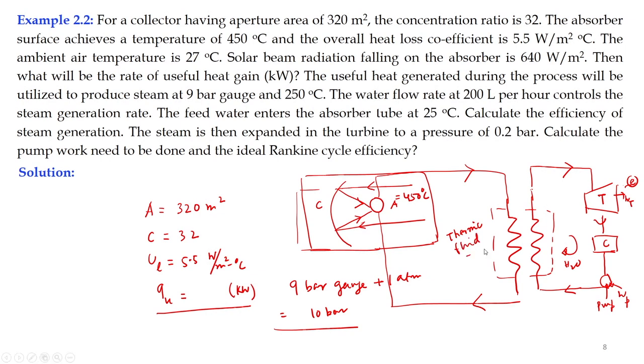Right. So now water flow rate is given. The water flow rate is given as 200 liter per hour, which controls the steam generation rate. The feed water enters the absorber tube at 25, so T ambient is 25 degrees C, and we need to find out the efficiency of the steam generation, and also it is said that this pressure is 0.2 bar, and here is the 10 bar, and we need to find out the pump work, WP, and the Rankine cycle efficiency. So these are the parameters you need to find out.